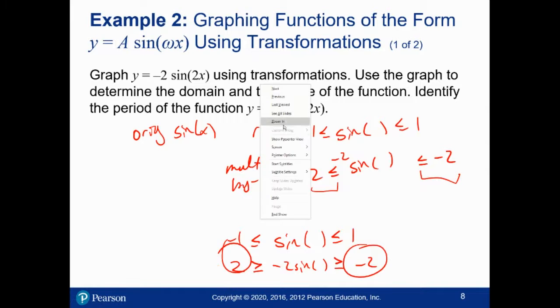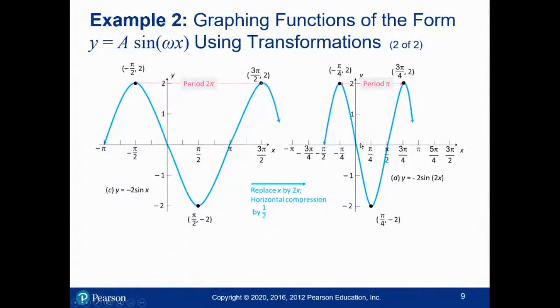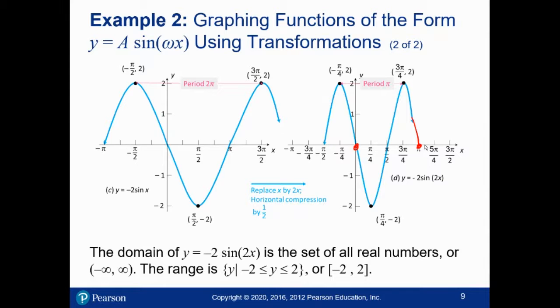And let's see the book's nicer way of presenting this. They did it in steps. They flipped it, and then they did the vertical stretch. And then they did the horizontal compression. But again, notice that the period is pi. I think it's easier to see by going out to here. That's how I had labeled it. But the period is only pi, because we compressed it horizontally by a factor of 2, we made it go twice as fast. Okay, but there's the domain, all real numbers, and the range, -2 to 2.